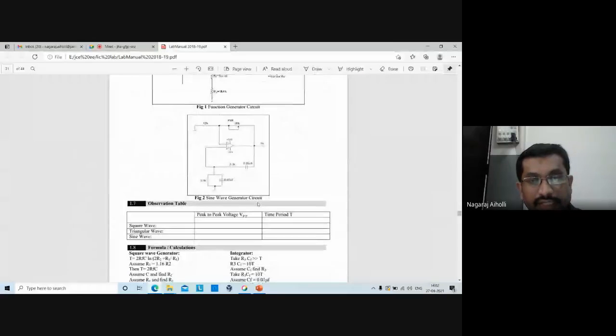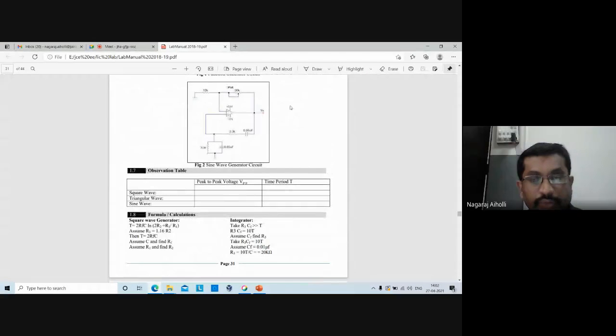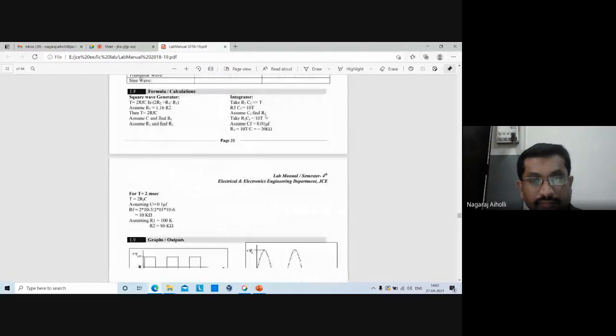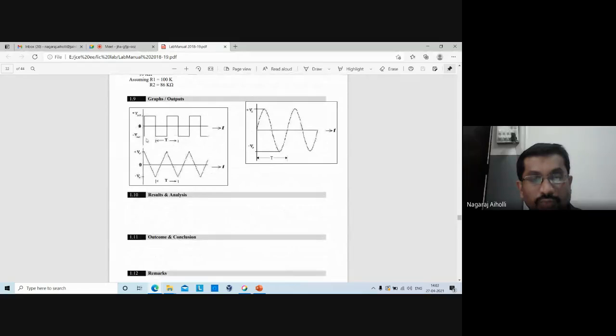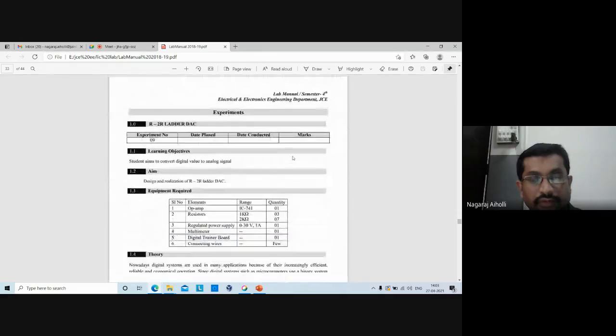And see, this is the sine wave generator circuit. It produces sine wave at the output. In the same circuit itself, this is also incorporated in the function generator to produce the sine wave output. Clear here? So these are the various outputs: the square waveform, triangular waveform, sine waveform, whatever we are getting from the function generator.